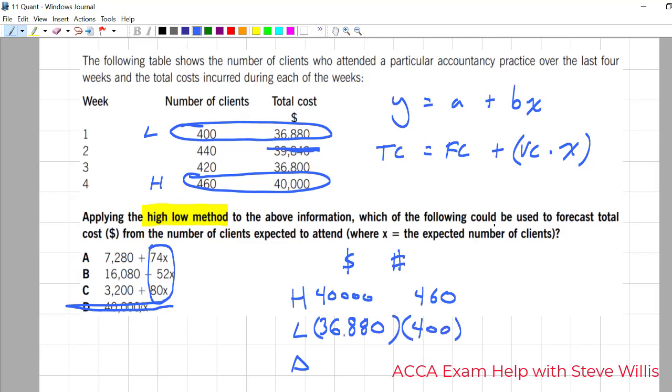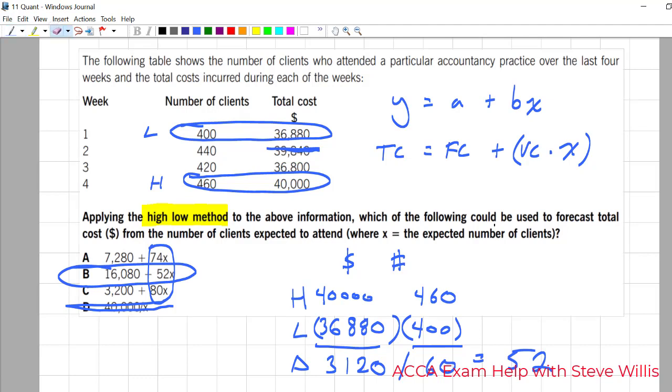400 now. We can get the change, delta, difference, right? And that is 3120. 460 minus 400, well, that's 60. Divide one by the other, and we get our solution, 52. Okay, so that's the estimated variable cost. The answer has to be B, without even figuring out the fixed cost.